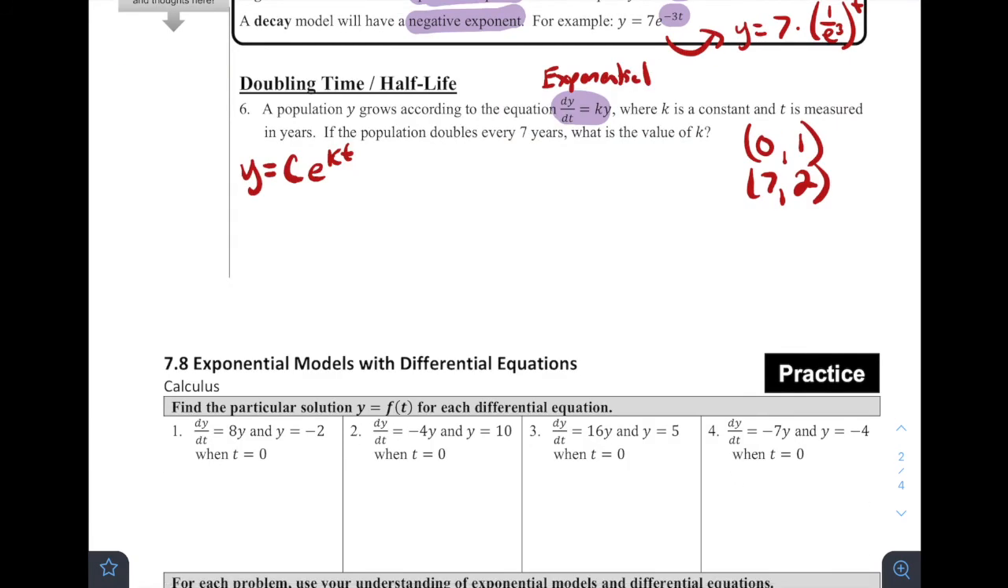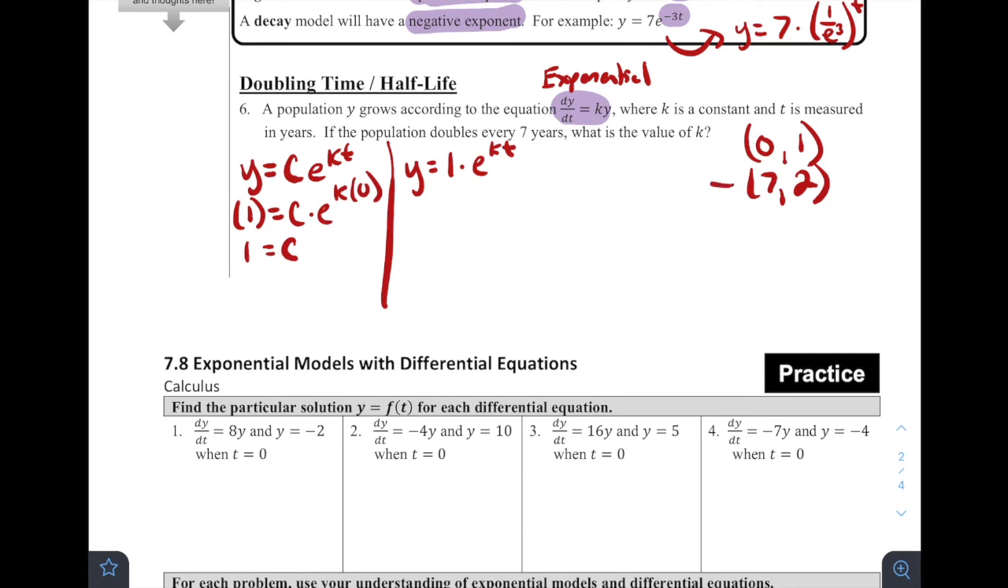And if we do that, if we plug in 0, 1, we're going to end up with 1 is equal to c times e to the k times our t, which is 0. Again, anything to the 0th power is 1. So that tells me here that c has to be equal to 1. So now we know that y is equal to 1 times e to the kt power. Now we just need to find out what k is.